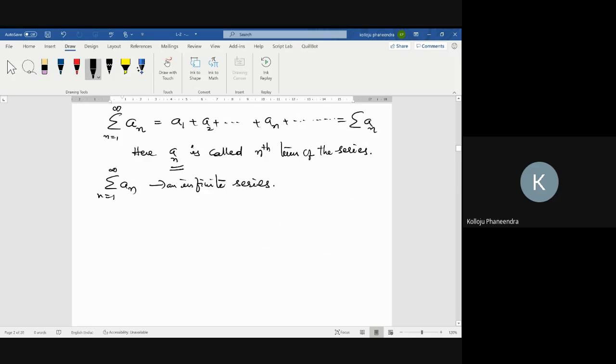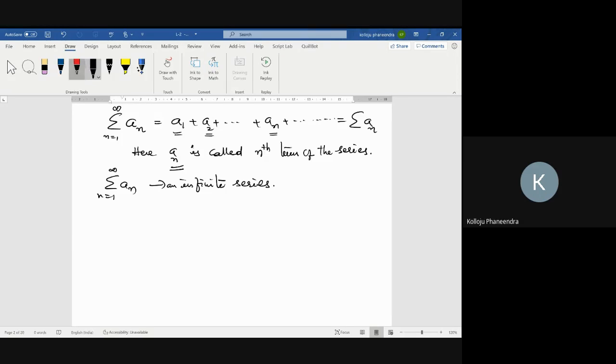Now the series depends on what? The terms of the sequence, correct? Taking the summation of the terms of the sequence, we are getting an infinite series. So the properties of the series depend on the properties of the sequence. Once again, since the series is obtained from the terms of the sequence, the properties of the series definitely depend on the properties of the sequence. Let us see how it behaves.